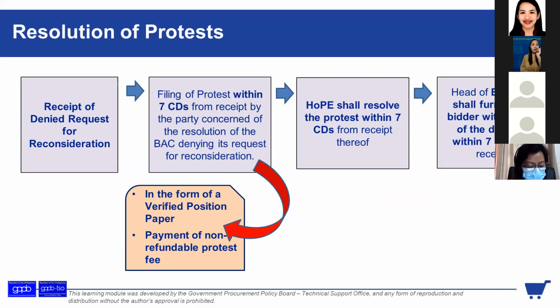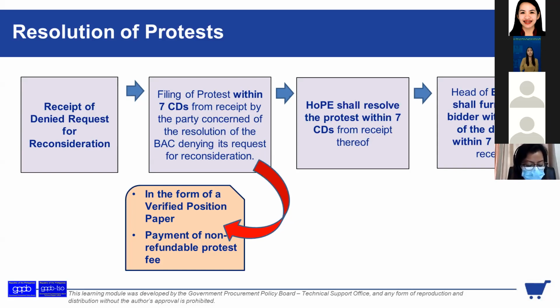So pag walang ito na yung tinatawag na final and executory at the level of the procuring entity, after ma-inform sila within 7 calendar days from receipt of the prospective bidders or suppliers or the aggrieved party of the decision of their protest.